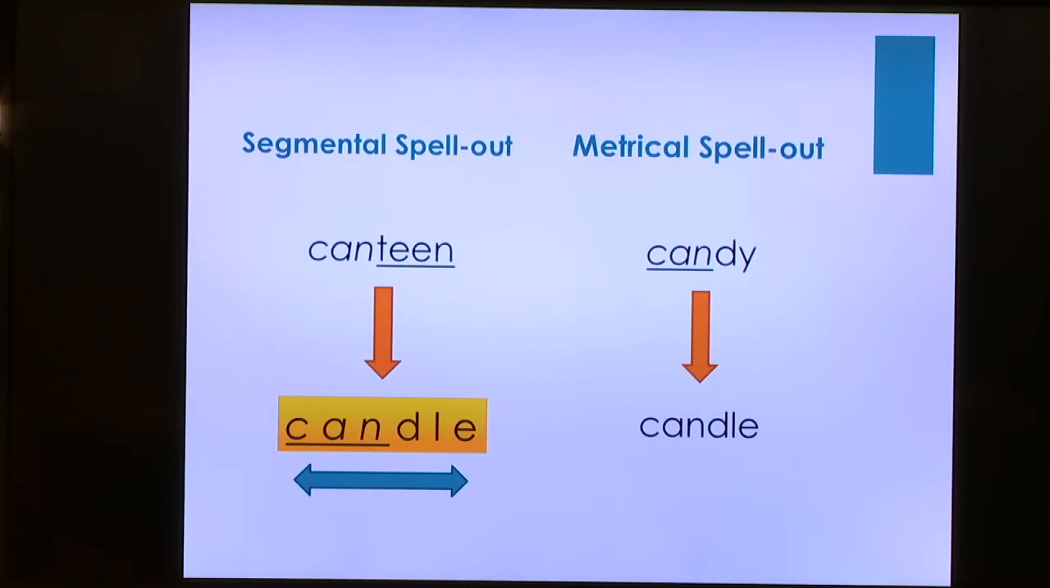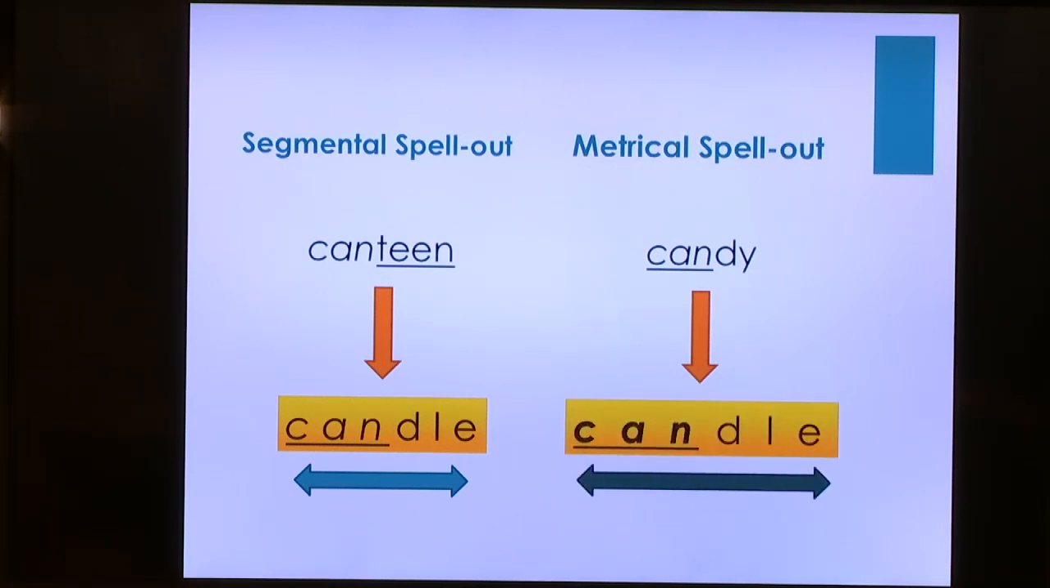Well, if meter is encoded in a similar process, then I would expect that this candle would be even longer, because now we have two modes of interference happening simultaneously, both segmental and metrical overlap.